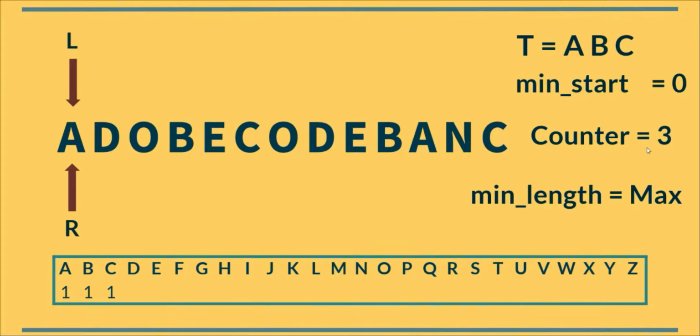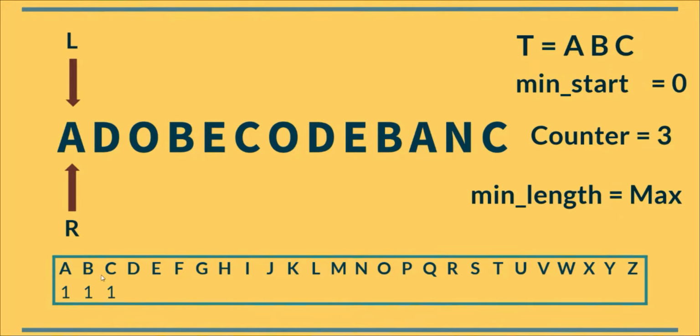The reason we make use of a counter variable is because it denotes the number of characters that are still required for our substring to become a valid substring. The reason it is initialized to 3, the size of string T, is because any substring in S, if it has to be a valid substring, should have a minimum length equal to the size of string T.